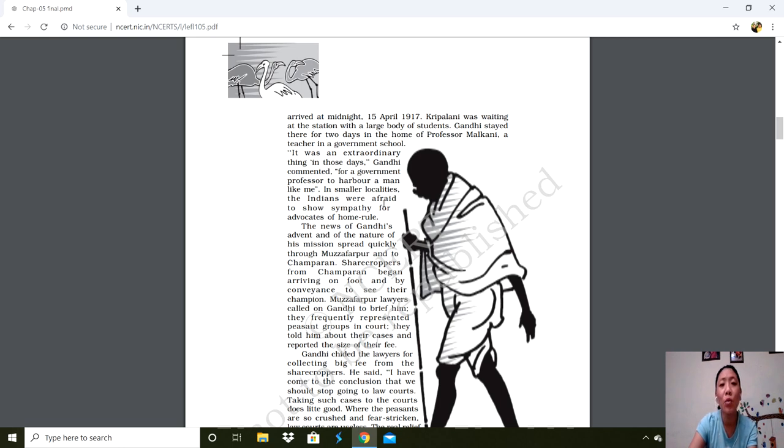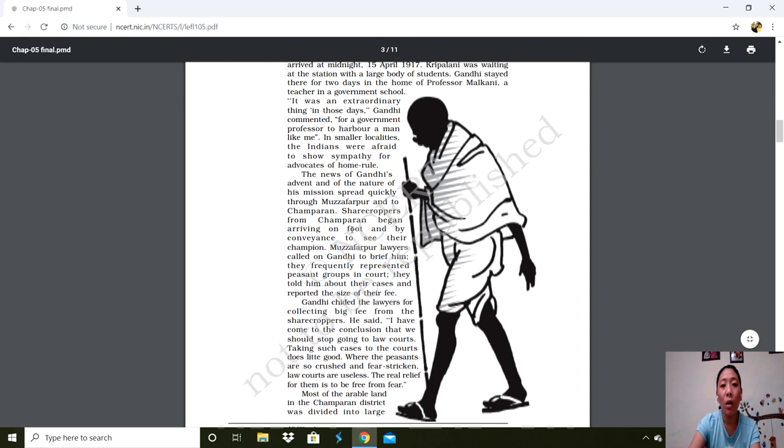In smaller localities, the Indians were afraid to show sympathy for advocates of home rule. So in smaller rural areas, the commoners were so scared of showing their sympathy and support for Gandhi, who advocated and followed home rule. Home rule means ruling the home by its own people. So Gandhi has this belief that India belongs to Indians, and Indians should rule their own nation, not to be ruled by some other nation, right? So that's why he can also be called an advocate of home rule. So Professor Malkani allowing Gandhi to stay in his home for 2 days was an extraordinary thing in those days. Have you understood?